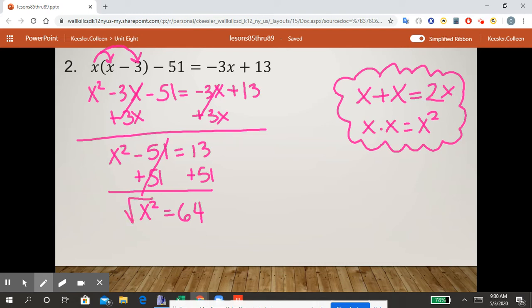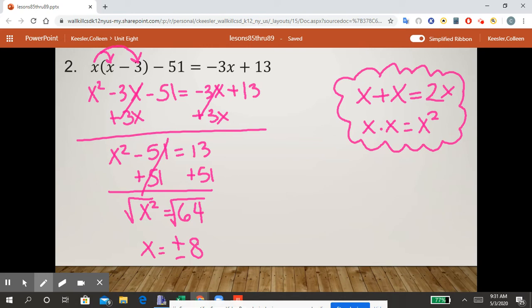And we all know that the square root of 64 is 8. But when we're solving an equation, believe it or not, it's either both positive and negative 8. And that's because a positive times a positive, positive 8 times positive 8 is going to be positive 64. And -8 times -8 is also going to be positive 64.